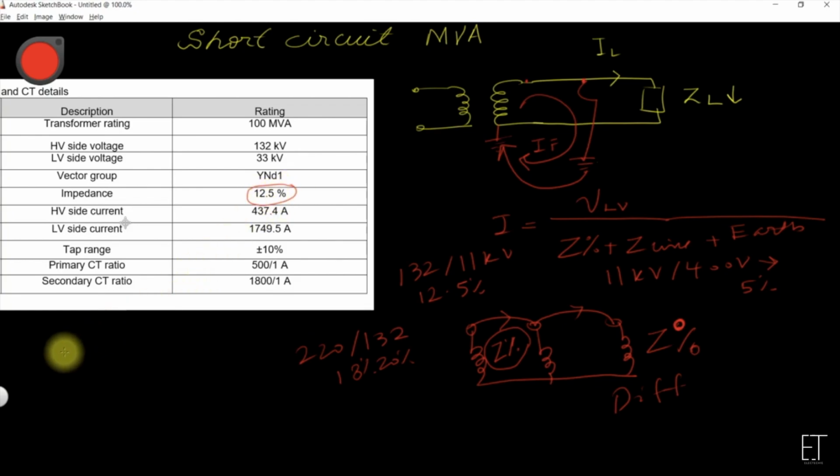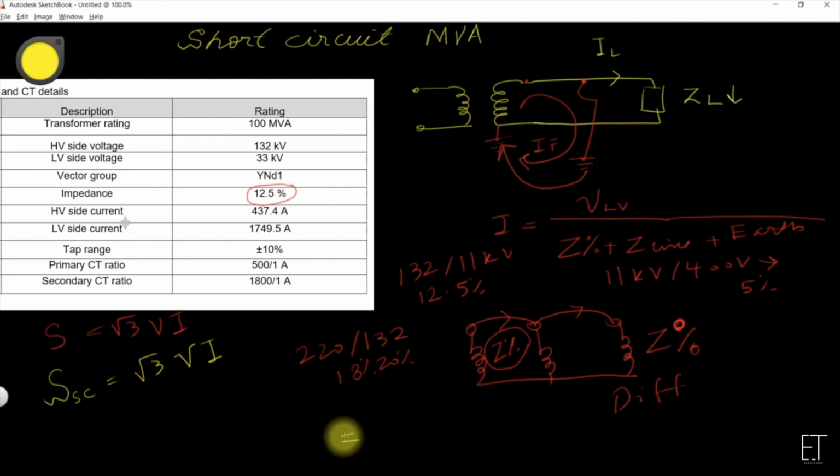If you want to calculate the fault MVA, we already know the formula S is equal to √3 V into I. This is the formula for normal calculations for the transformer, that is, to calculate the full load current of the HV side and LV side. But the same formula is also applicable for short circuit calculation. S short circuit is equal to √3 V into I. So how do you find out the short circuit MVA of a transformer?